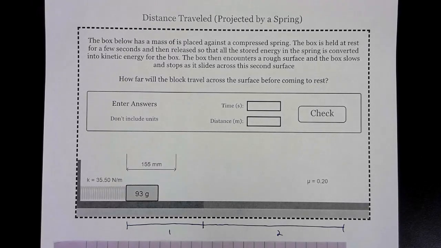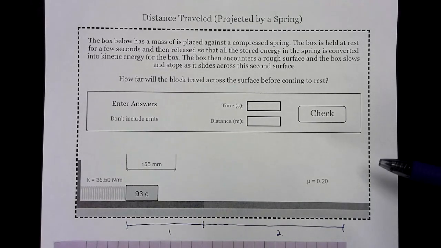Swartout. Here we have a block and a compressed spring, and it's going to be projected by the spring and then slide across a frictional surface until it comes to a stop. So we want to figure out how far it will travel before coming to a stop and what's the time that is required for it to do that.